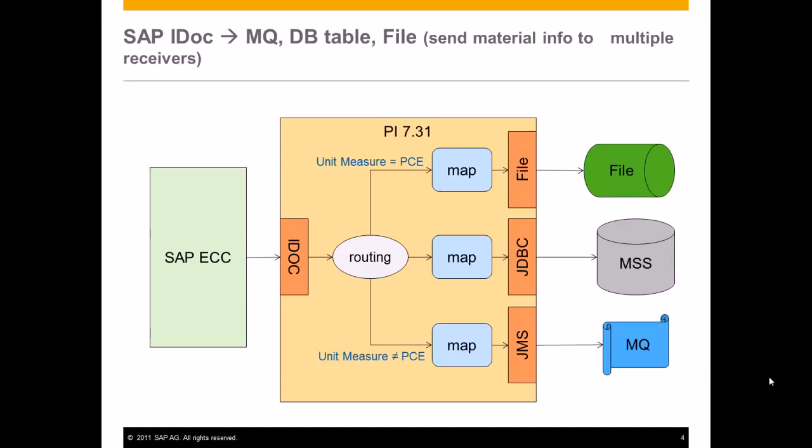In addition, which receiver will receive the message will be dynamically determined based on the content of the iDoc message payload. Just for demonstration purposes, we will use the unit of measure. If the unit of measure is PCE, we will send the message to a file. Otherwise, the message will be sent to the MQ Series Q. In addition, in all cases, the message will always be sent to a database table.